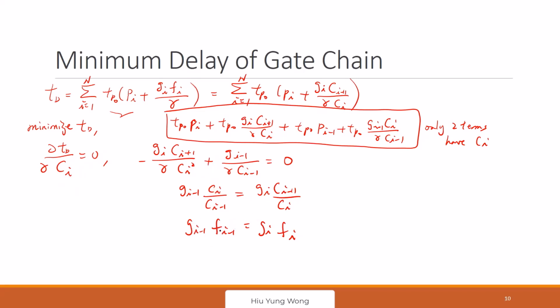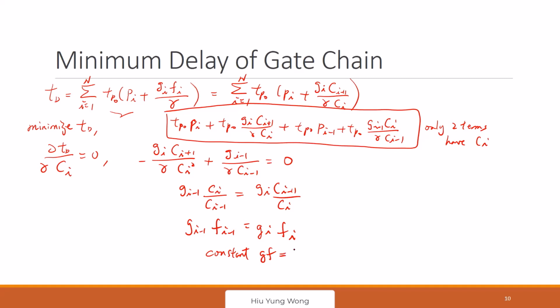Anyone remember how we minimize the inverter train? How should we size it? Do you remember? For inverter train, what is the criteria? Forgot? All F should be the same. But here it tells you that no, this time all GF has to be the same.